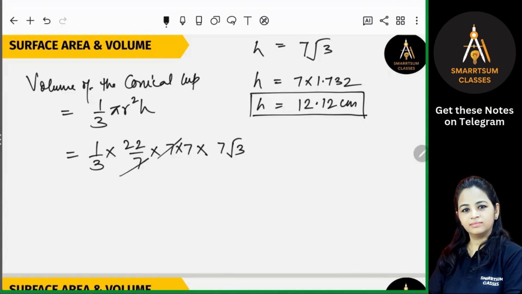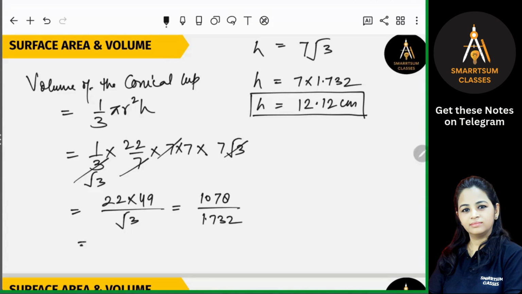Now you can cut this. 7 will cut. 3 can cancel root 3, root 3 times. Here you will get root 3. So this is 22 into 49 upon root 3. So 22 into 49 is 1078 and root 3 is 1.732. Now divide this by 1.732, which is equal to 622.4 something centimeter cube. So this is the volume of the conical cup.